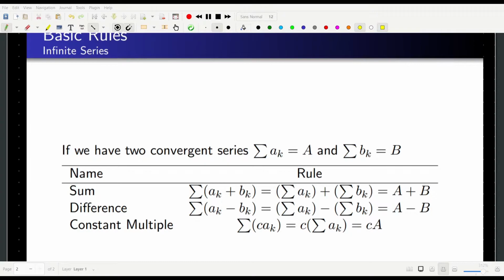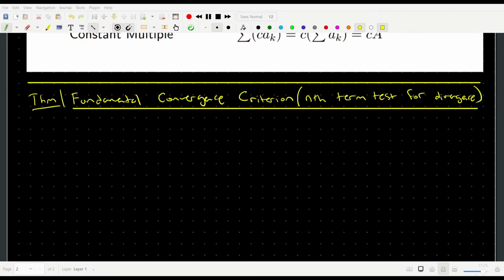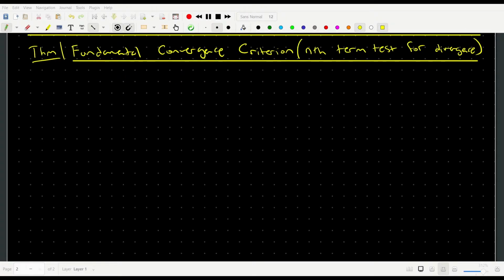In addition to these three basic rules that are really important for convergent series, we also want to look at basic tests that we can use to determine if a series is going to diverge. One of the most fundamental tests we can use is called the fundamental convergence criterion. This is also sometimes denoted the nth term test for divergence.